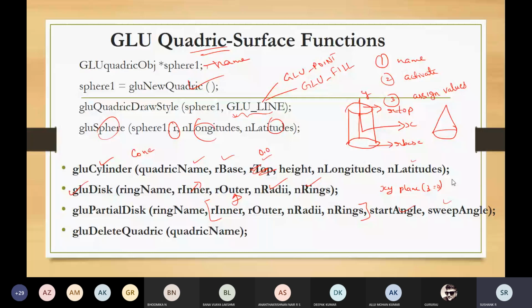It is the angular value in the XY plane, measured from the Y axis, and the measurement will be in the clockwise direction. It is in terms of degrees.